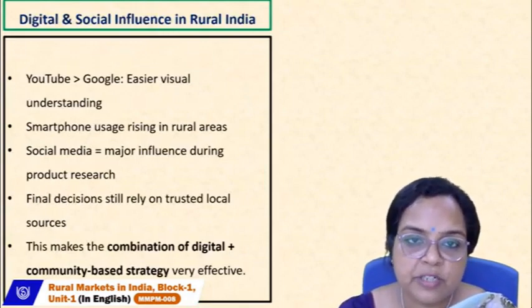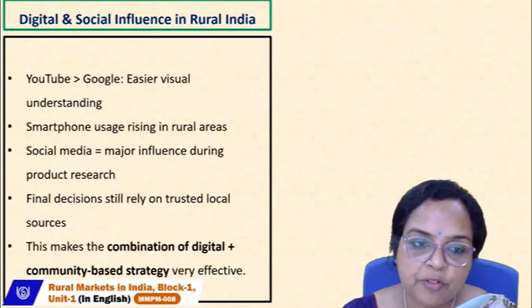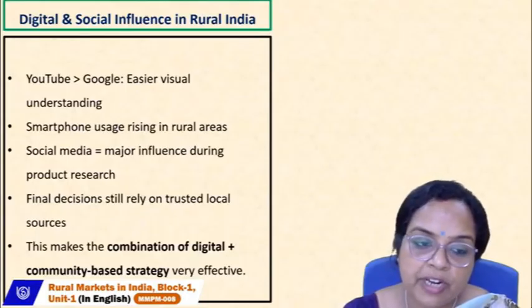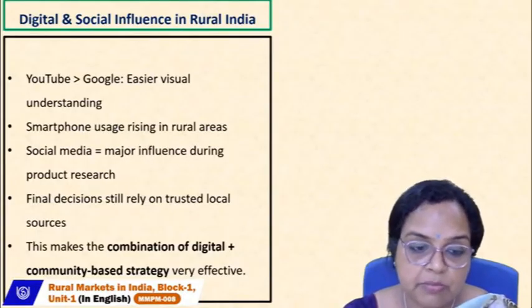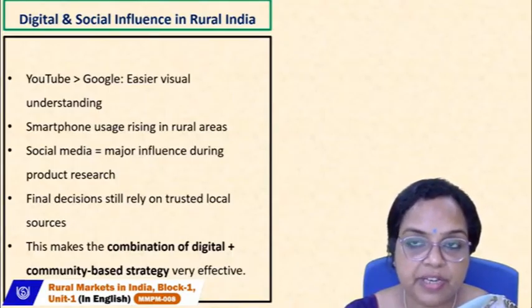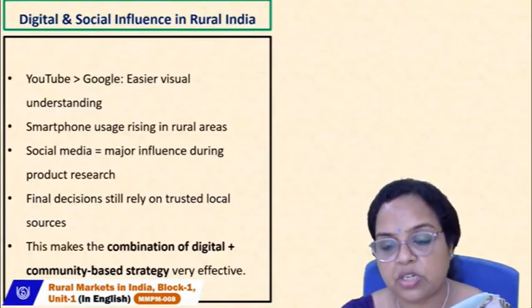Digital and social influence in the rural market: YouTube, Google, so people easily have visual understanding. Smartphone use is rising in rural areas. Social media is a major influence during product research. Final decisions still rely on trusted local sources. This makes the combination of digital plus community-based strategy very effective, and this is the point where marketers have to focus on developing their product by keeping all these factors into consideration.